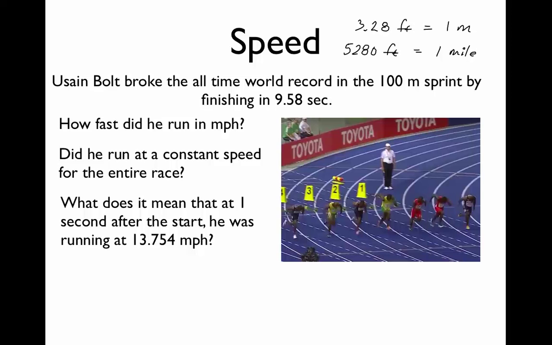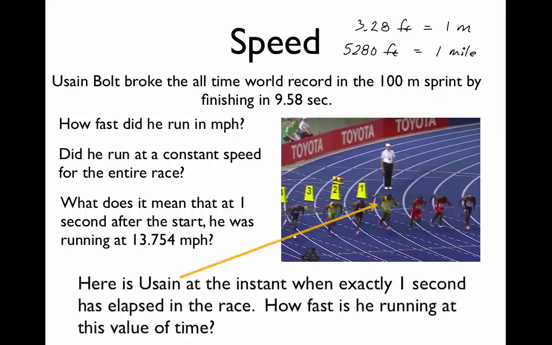Yeah. At that moment, at 1 second, if he were to continue running that speed, for every change in hours, the change in distance would be 13.754 times the change in hours. Wow, that was really good. Did you hear that? He said if he continued running that speed, starting from 1 second, then given any change in hours, his change in distance would be 13.754 times that change in hours. dy equals m dx. I got the chills. Good job.